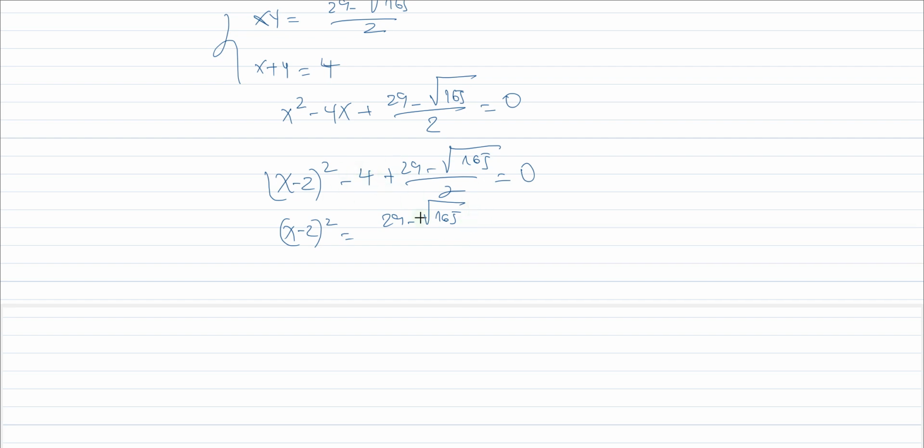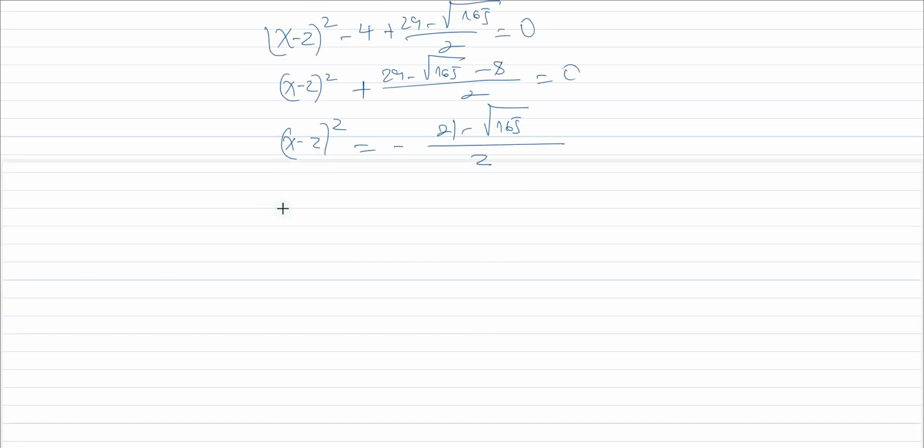And then we're going to have here 2 times 4 minus 4, I mean it's going to be negative 8, so we're going to have then divided by 2. Sorry, this is not what I meant to say, and this is actually a plus here, and then this is 0. So we're going to have then x minus 2 squared is going to be equal to, I'm going to put negative here, 29 minus square root of 165 divided by 2.